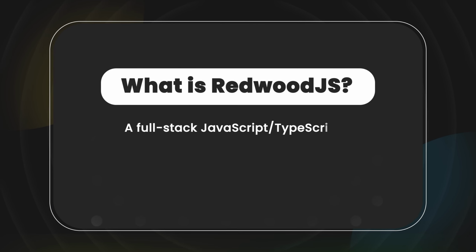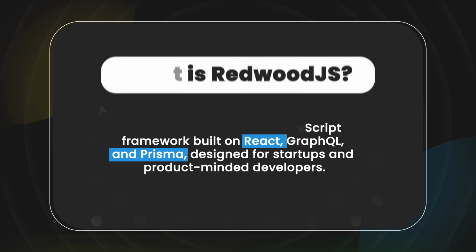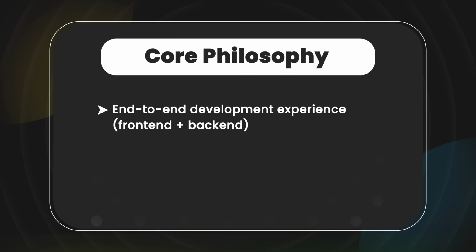RedwoodJS is a full stack JavaScript and TypeScript framework. It's built on top of React, GraphQL, and Prisma. So you're using tools you probably already know. But here's the magic. It ties them together seamlessly with built-in support for routing, auth, API testing, and deployment. Everything you need in one toolkit, right?